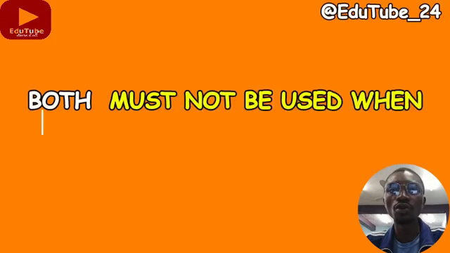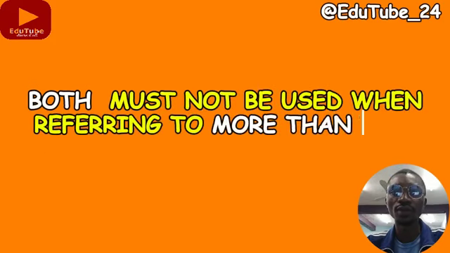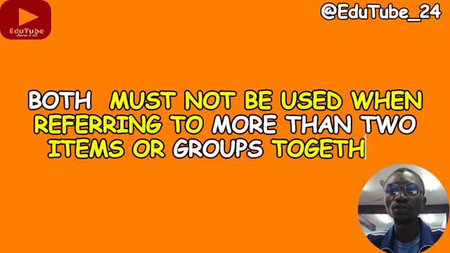Welcome back. So in the previous lesson, we stopped at commandment number 22. So today in this lesson, we are introducing three more commandments, which is commandment 23, 24, and 25. Without wasting any more time, let's delve straight into the lesson. So what does commandment 23 say? Commandment 23 says that both must not be used when referring to more than two items or groups together. Again, both must not be used when referring to more than two items or groups together. In other words, both should only be used for two items or two groups of items together.